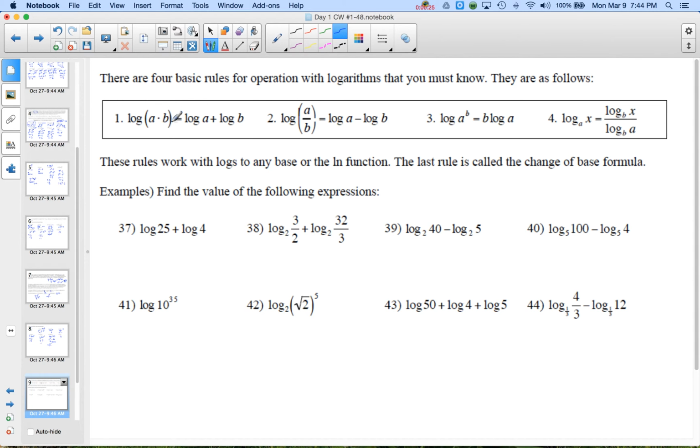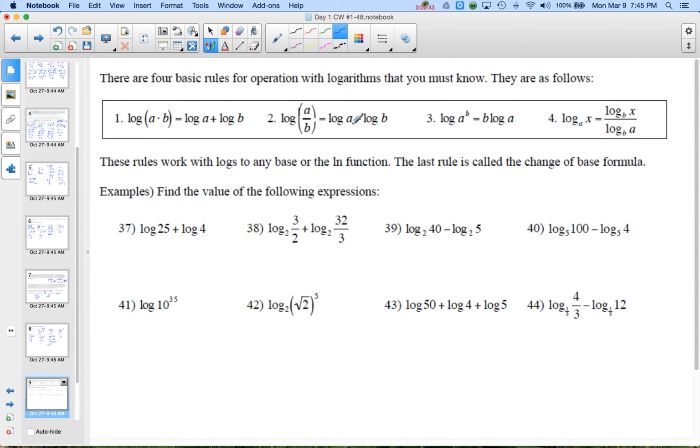So we've got these formulas. This first one is for multiplication. If you have the log of a product, A times B, then you can rewrite this as a sum of the two logarithms for each of those factors. If you have the log of a quotient, then you can rewrite this as a subtraction problem.